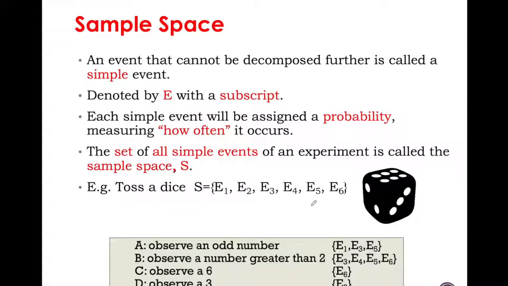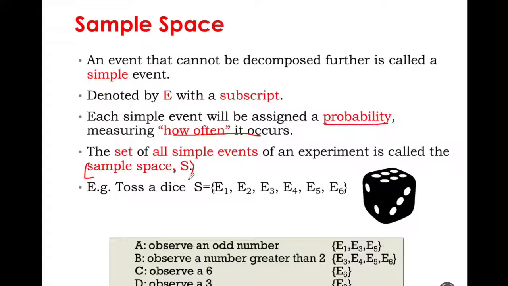Okay, moving on to the next slide, the sample space. An event that cannot be decomposed further is called a simple event, denoted by E with a subscript. Each simple event will be assigned a probability, measuring how often it occurs. The set of all simple events of an experiment is called the sample space. So these are the basic terms that you have to know really well in statistics.